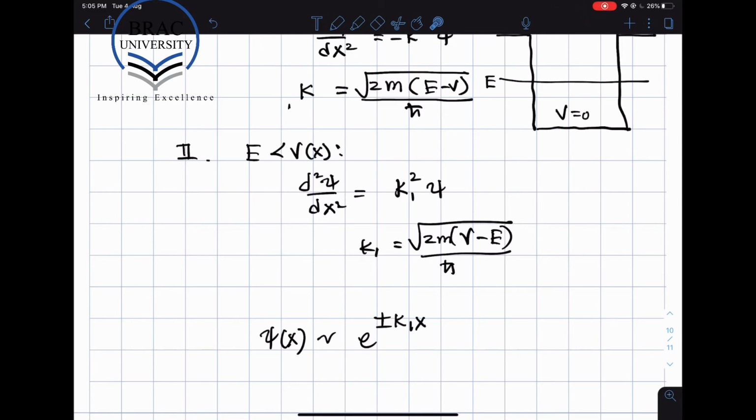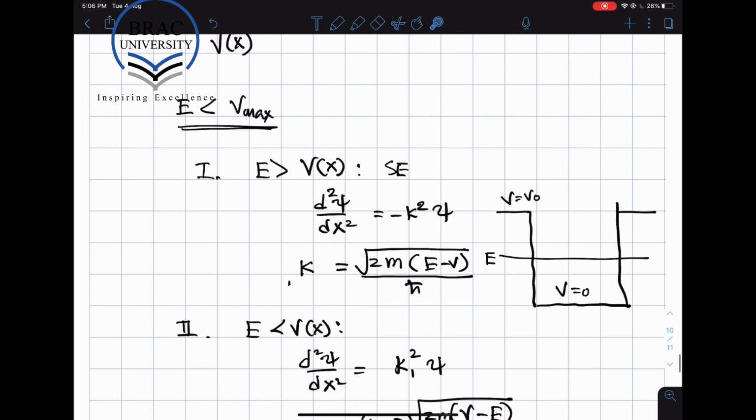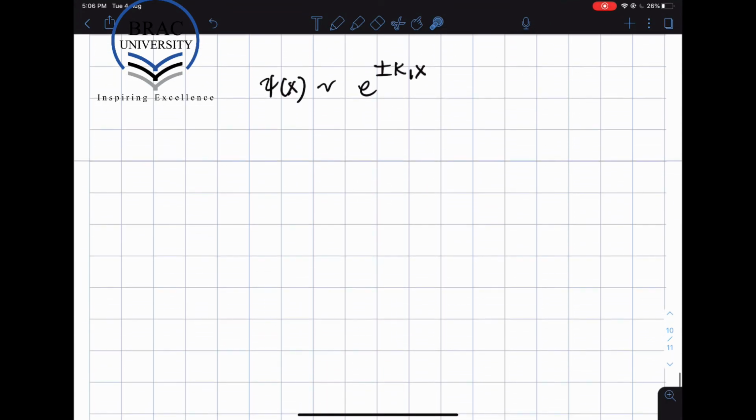On the other hand, if you look at region 1, we would expect the wave function to be given by a sinusoid. What do I mean by a sinusoid? By sinusoid, I mean either a sine function or a cosine function. That is, it's going to be a sinusoidal function.